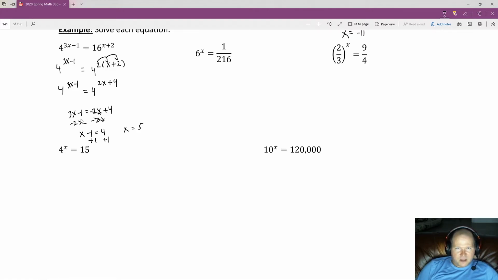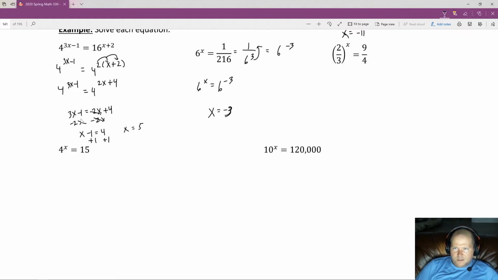Okay, so the next one. To make these look the same, first I'm going to do the prime factorization of 216, so that's going to be 6 to the third. But it's in the wrong place, it's in the bottom, so I'm going to put it on top, and that's going to flip the exponent sign from a positive 3 to a negative 3. So then we end up with 6 to the x is equal to 6 to the negative 3, which means x is equal to negative 3.